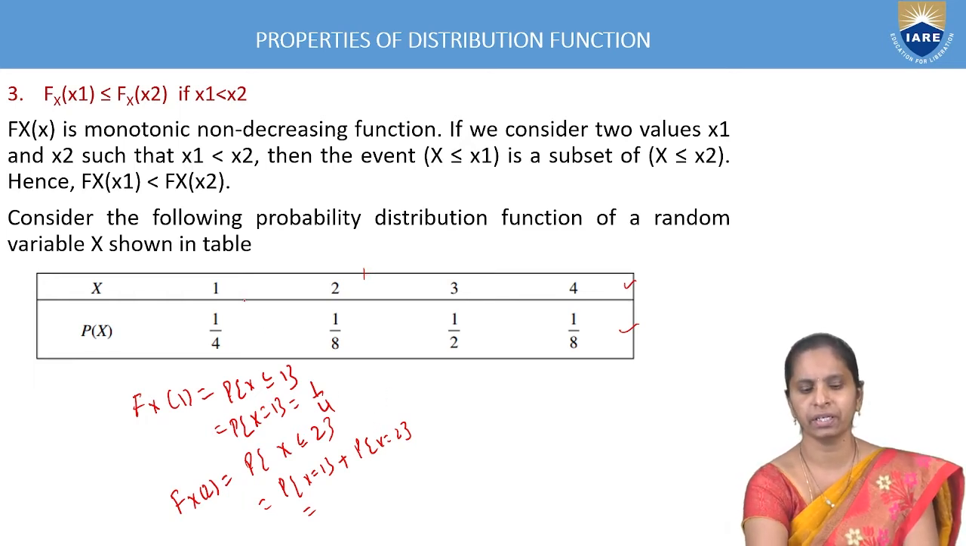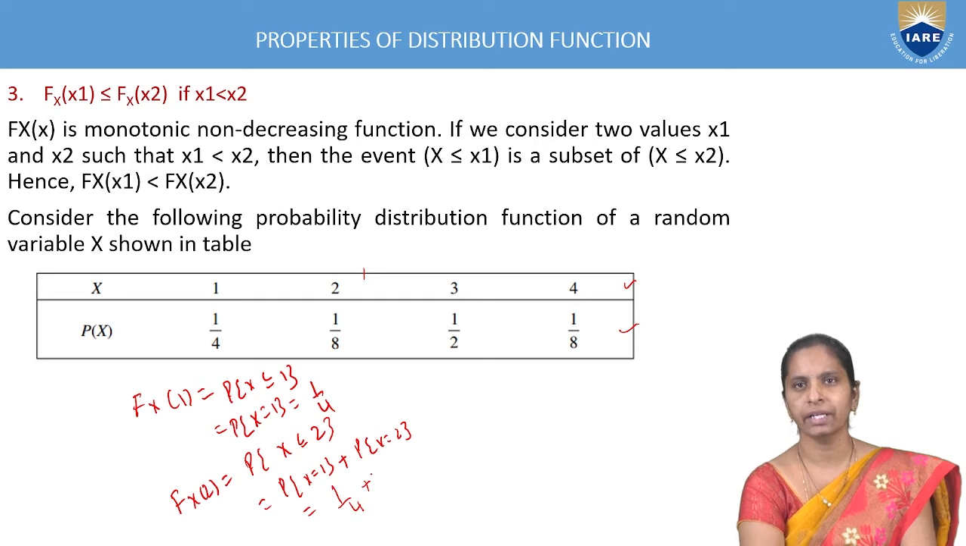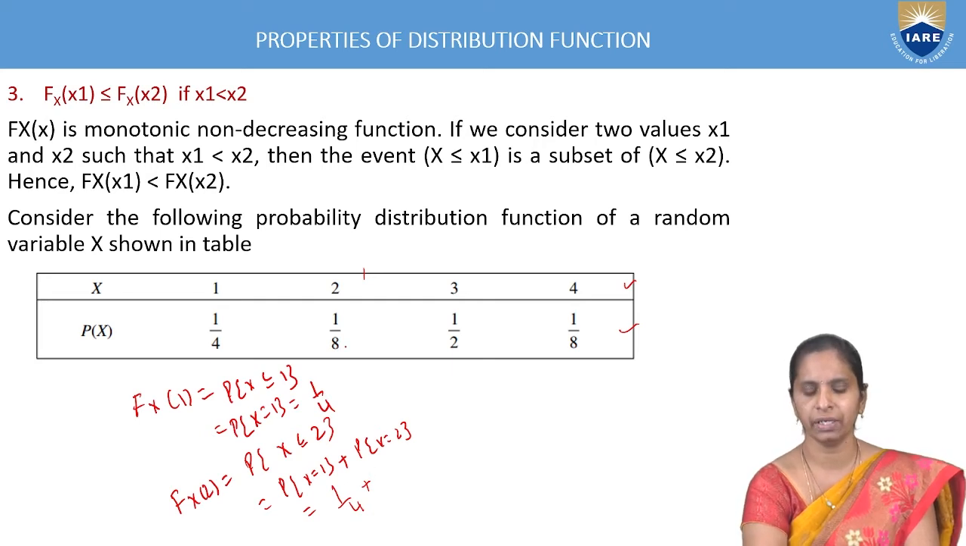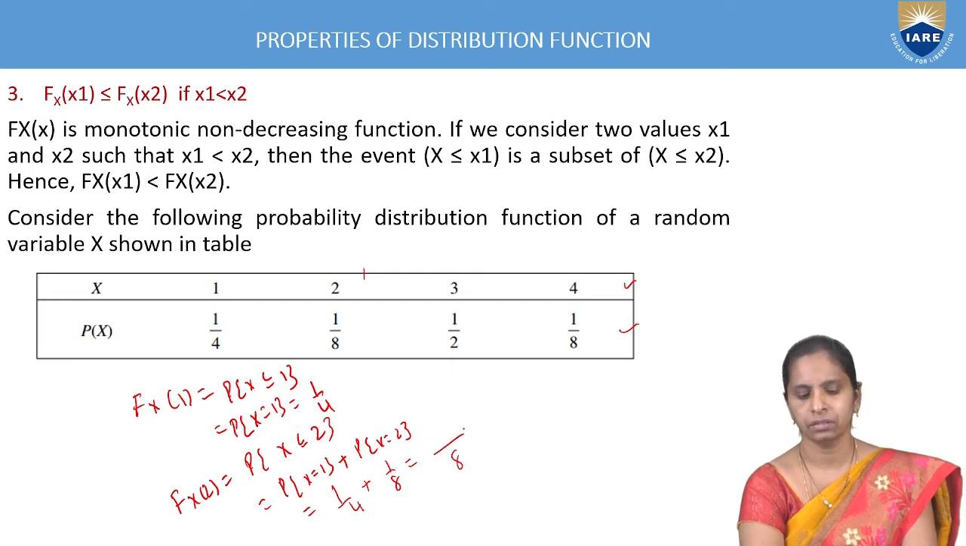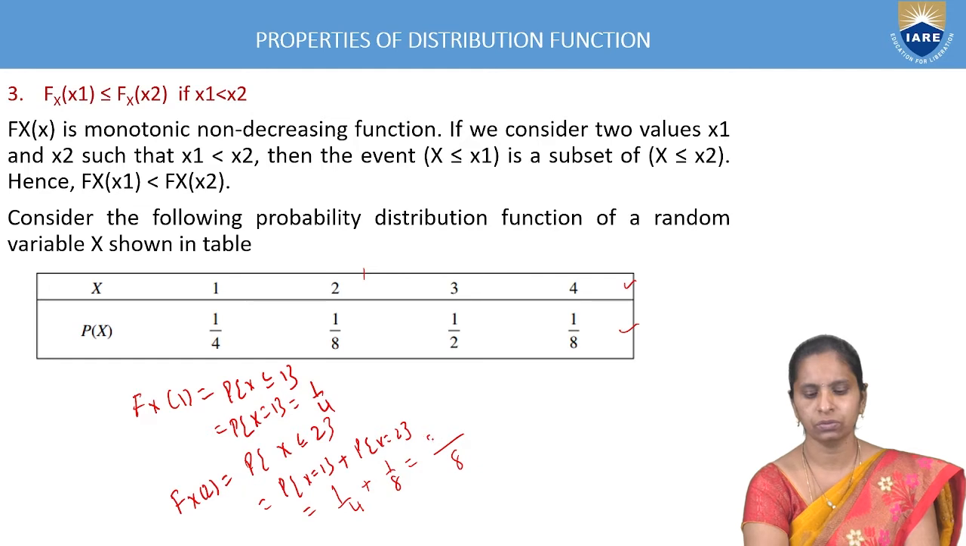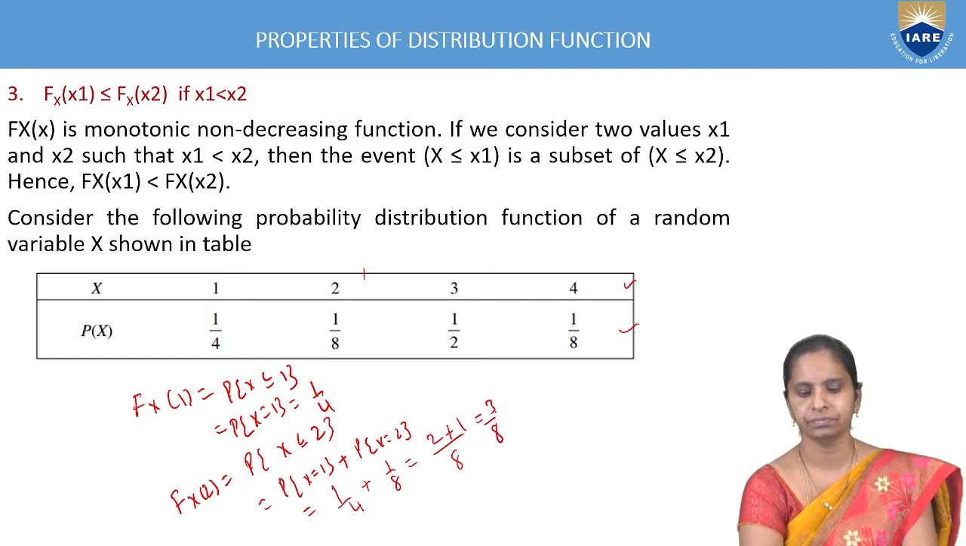Then, what is P of X equals 1? What is the probability? That is nothing but here 1 by 4, plus at x equals 2, the probability is 1 by 8. So, 1 by 4 plus 1 by 8. If you take the LCM, then you are going to obtain 2 plus 1, that equals 3 by 8.